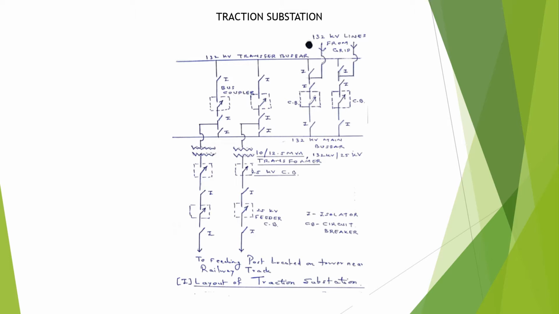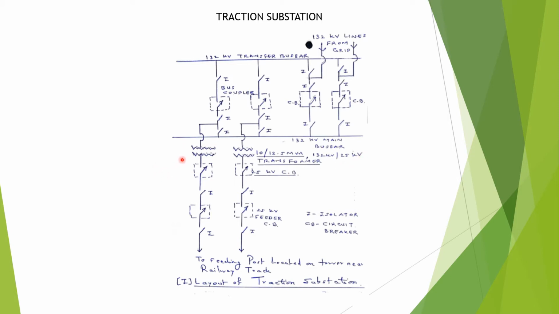The traction substation receives two feeders of 132 kV, and they are connected here to the primary of the traction transformer. So the primary side of the traction transformer has 132 kV, and on the secondary side of this transformer the voltage is stepped down to 25 kilovolts.